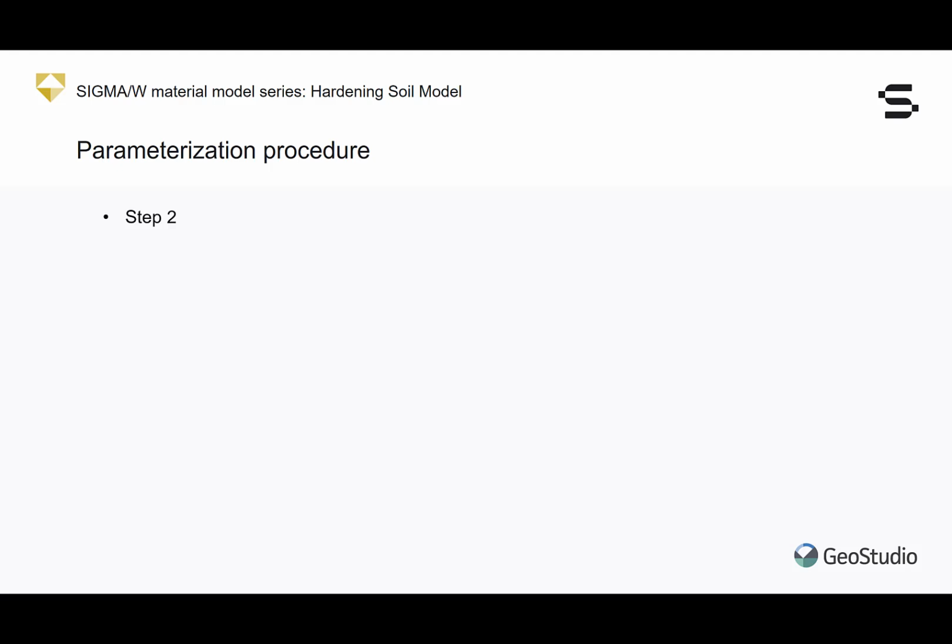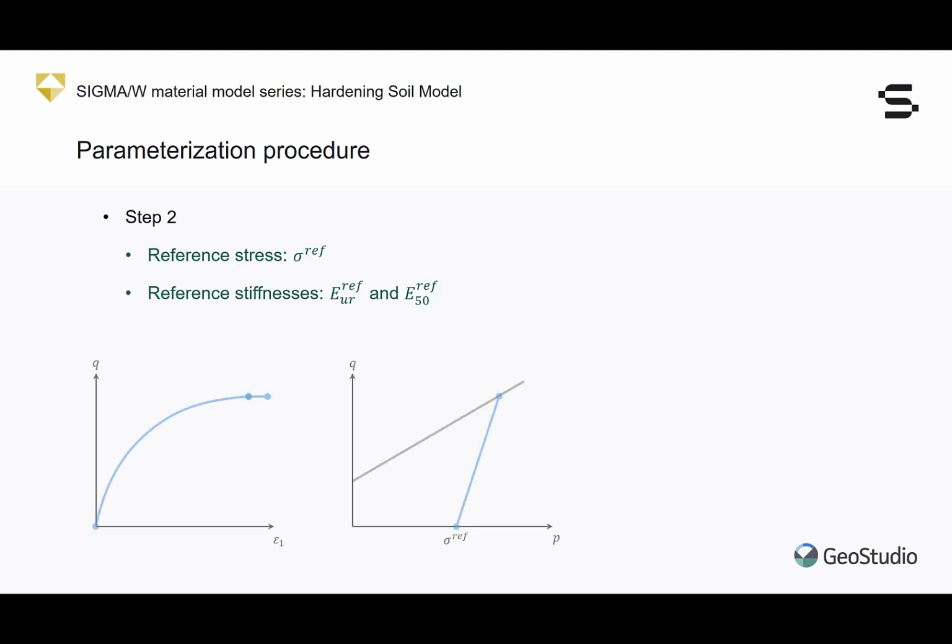The second step of the procedure is to consider a reference stress and to estimate reference stiffnesses. One of the available triaxial tests is considered as a reference test. The confining pressure of this test is then called the reference stress. The failure deviatoric stress for this particular test is determined based on the Mohr-Coulomb strength constants determined in the previous step.